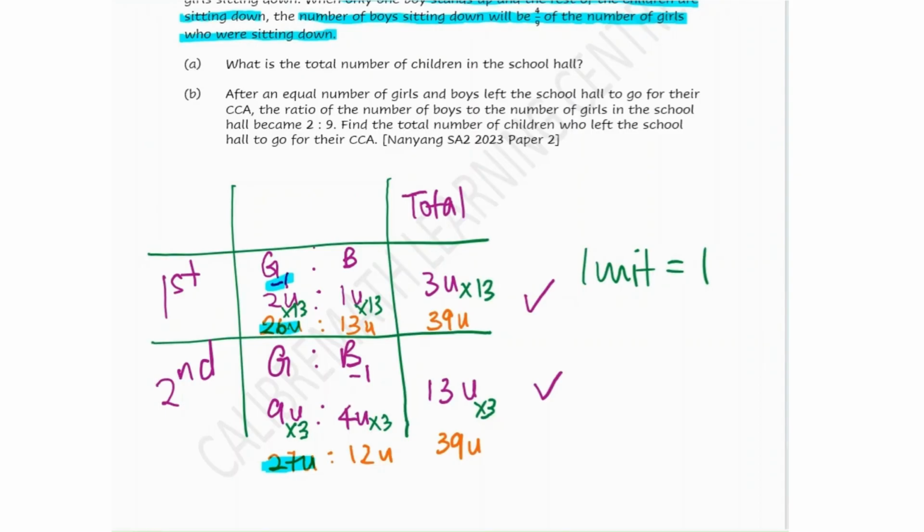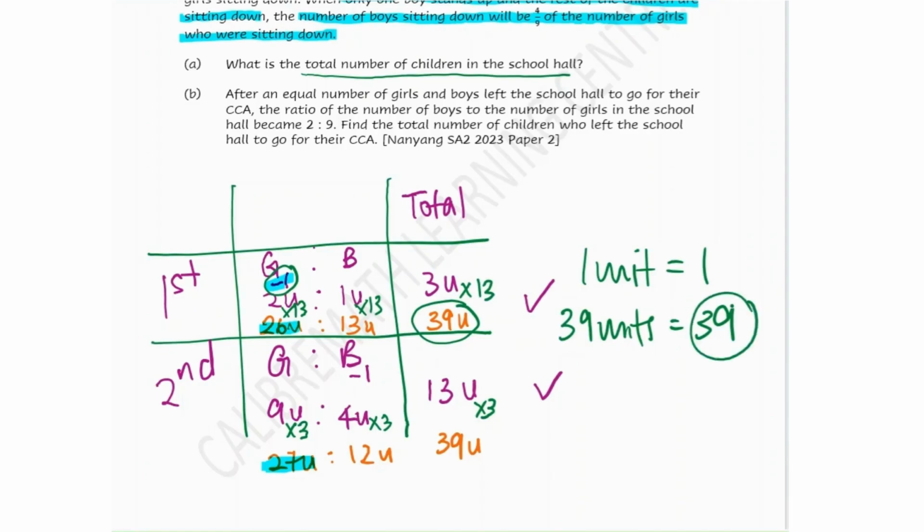In part A, the question wants you to find the total number of children in the school hall. So we can find the total number of units, which is 39, and that gives us 39 children. However, this 39 is not the total number of children in the school hall yet, because remember, in both scenarios, there was one student who was standing. So no matter whether you're looking at scenario 1 or scenario 2, we will need to add back that one child who was standing to 39 in order to find the total number of children in the school hall. So the correct answer for part A is 39 plus 1, and that gives us 40. So the answer for part A is 40 children in the school hall.